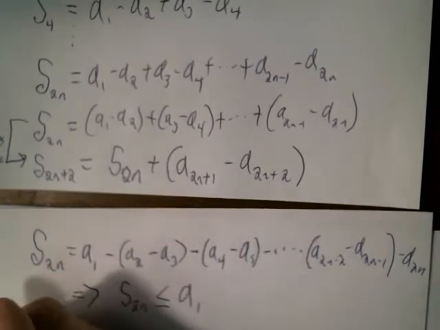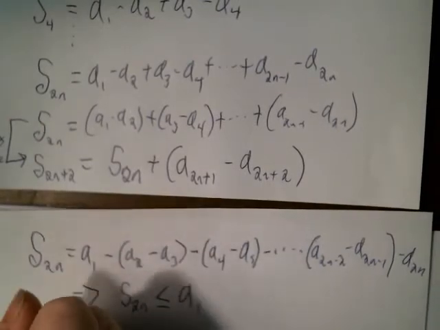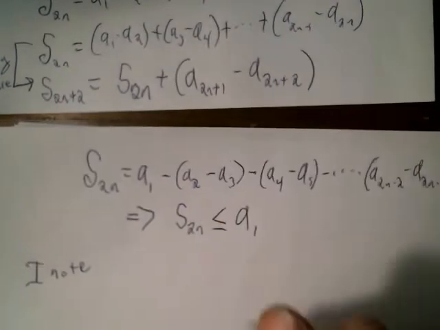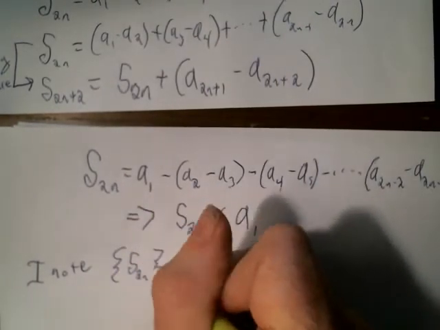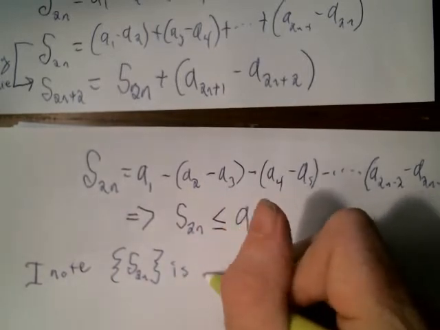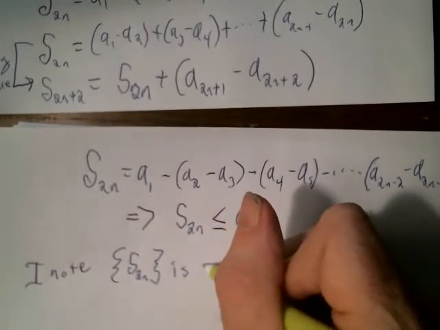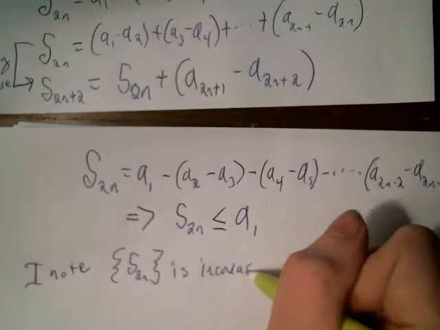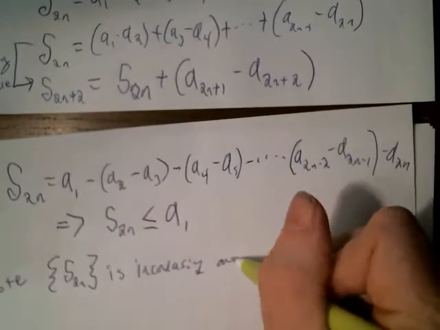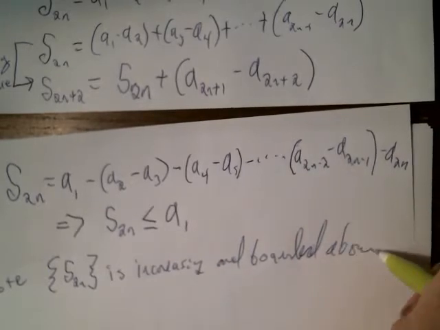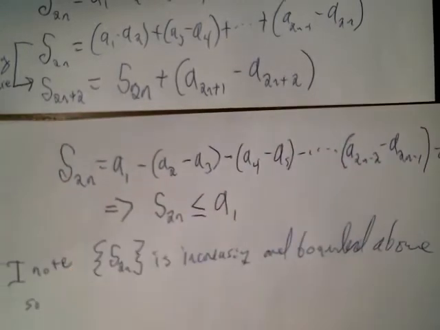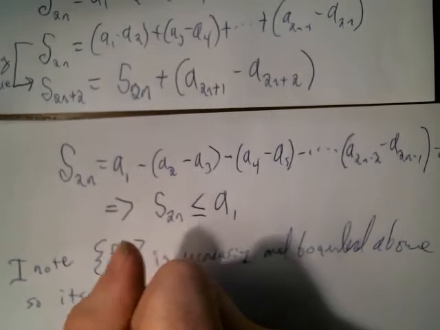Okay, so hence I note the sequence s sub 2n, the sequence of partial sums, is increasing and bounded above. So it's convergent. Okay, great.